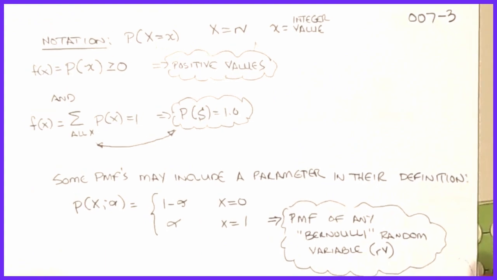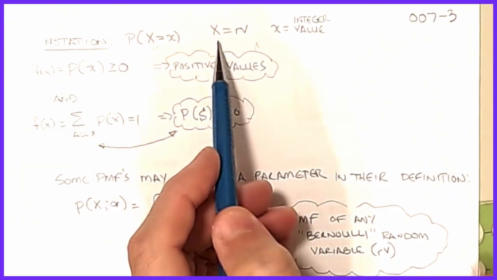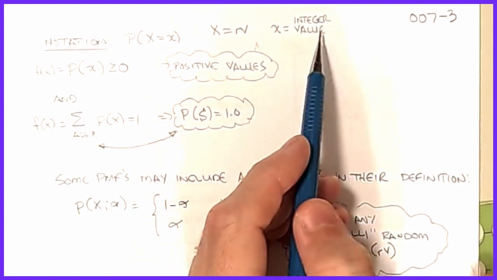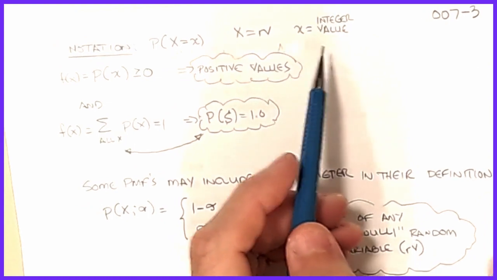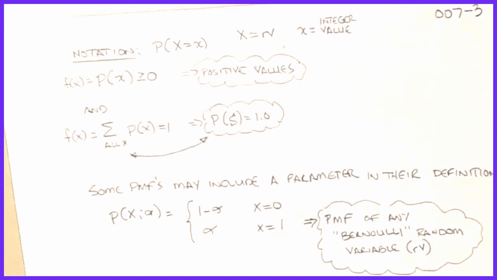Okay, and so we've got the probability that X is equal to x. We're going to define X as my random variable again, and then this little scripted x is an integer value. So again, we're looking for specific values of my random variable equal to certain numerical values.